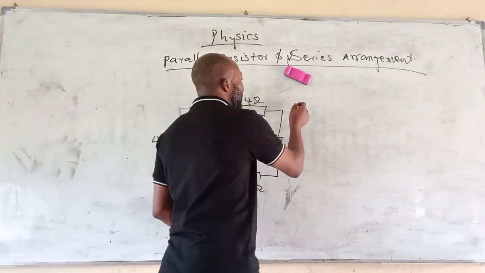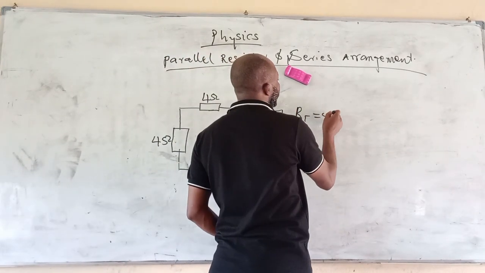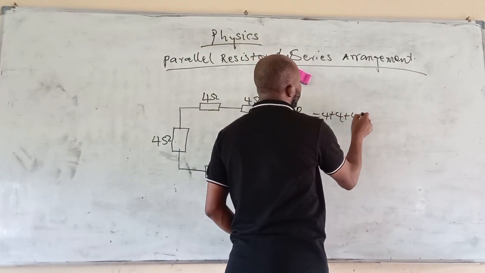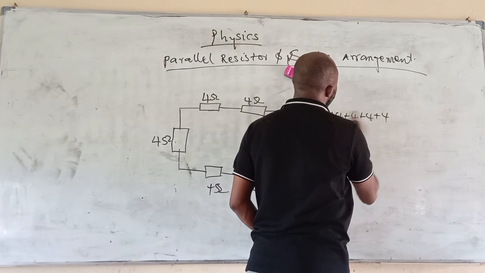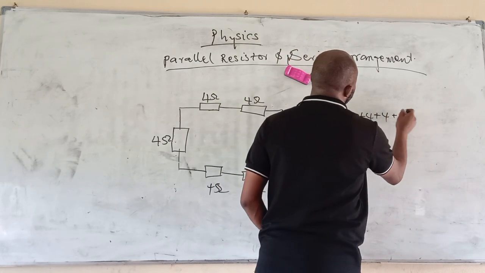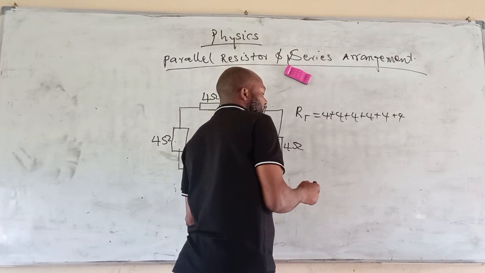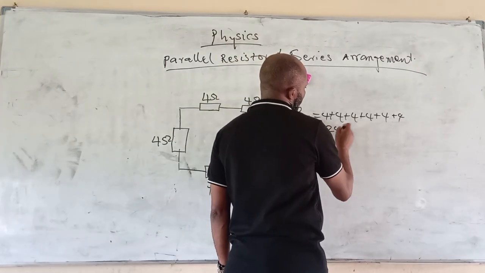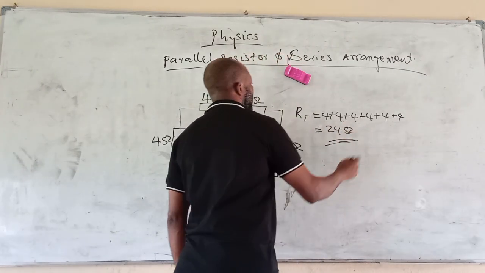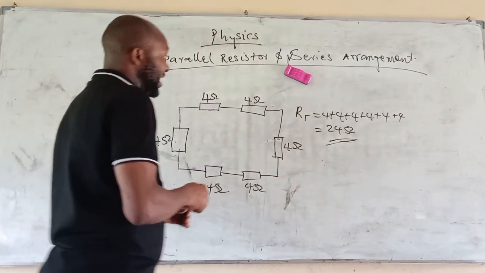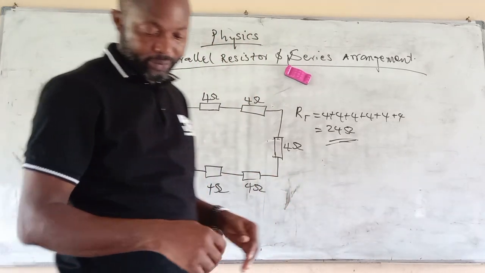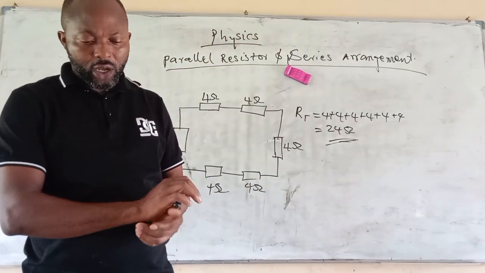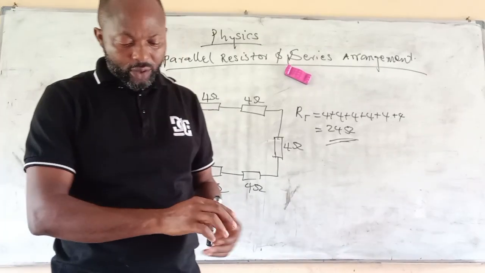We say R total will be 4 plus 4 plus 4 plus 4 plus 4 plus 4. 4 times 6 is 24. So this is 24 ohms. Because they are what? In series, so we just add all of them together. All right, let's take another question.